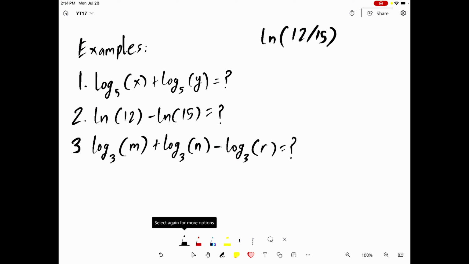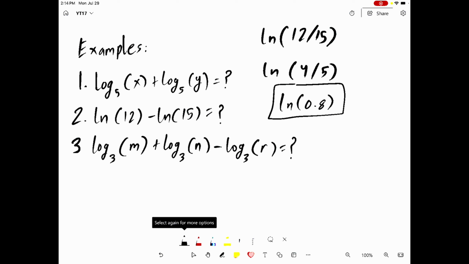But we have one more step. If you divide both the numerator and denominator by 3, you get natural logarithm of 4 by 5. Or we can just say the natural logarithm of 0.8. This could also be how it works, and this could also be the logarithm shown if you wanted to do it like that. Or you could do it as 4 by 5.